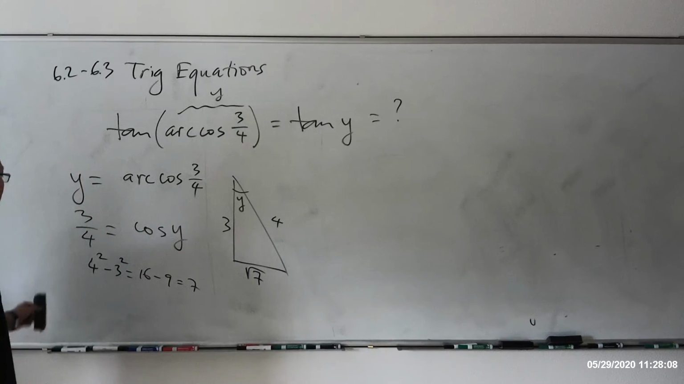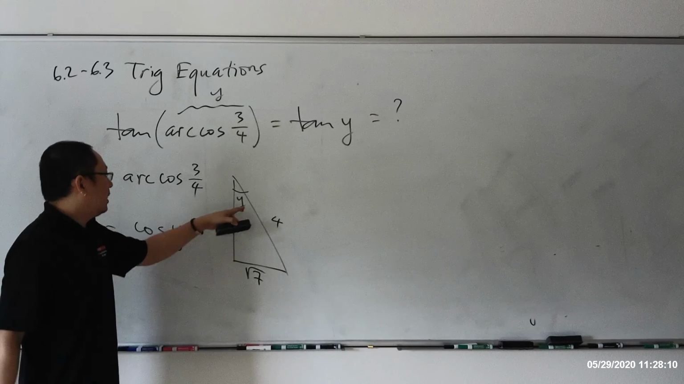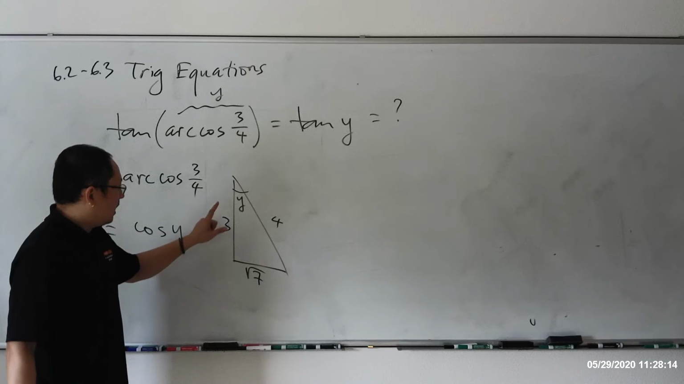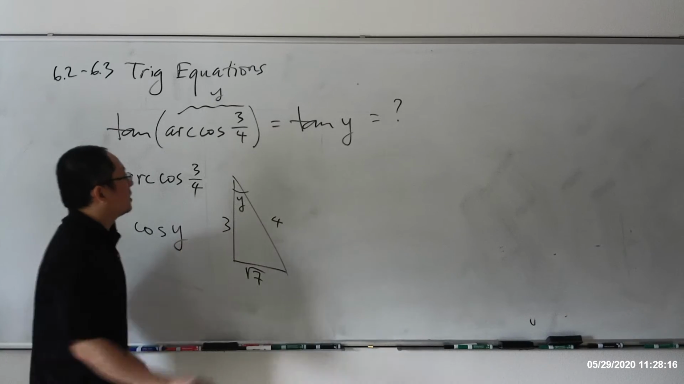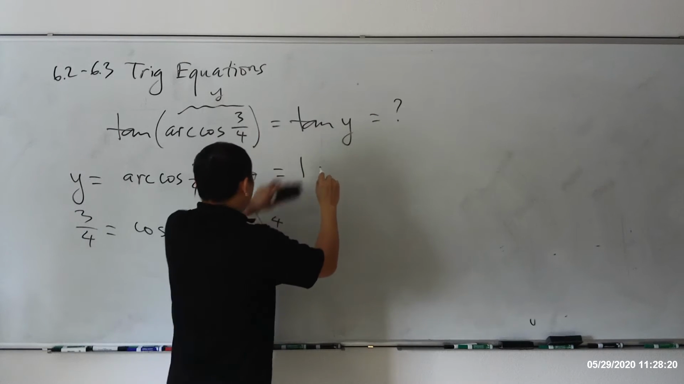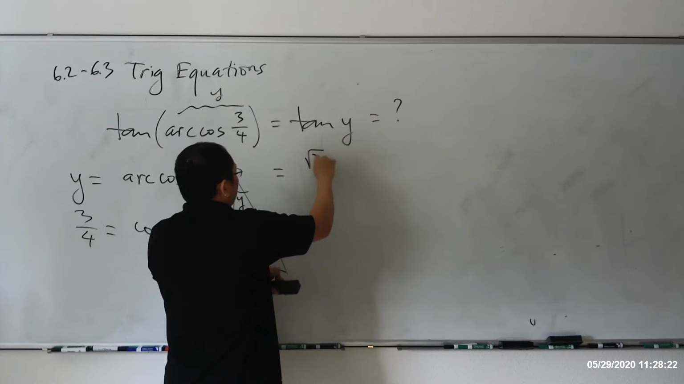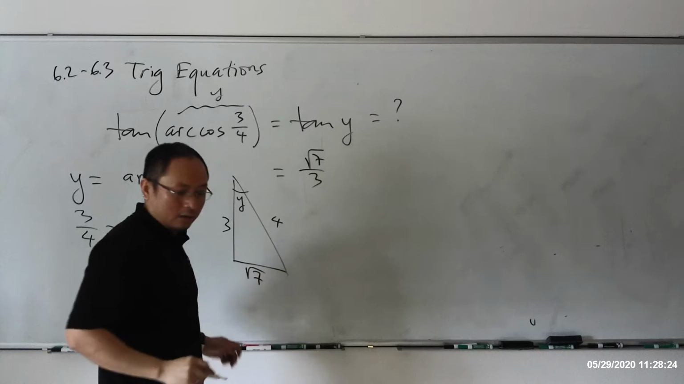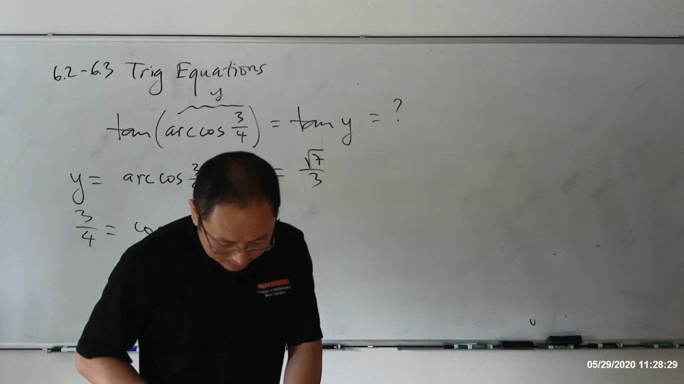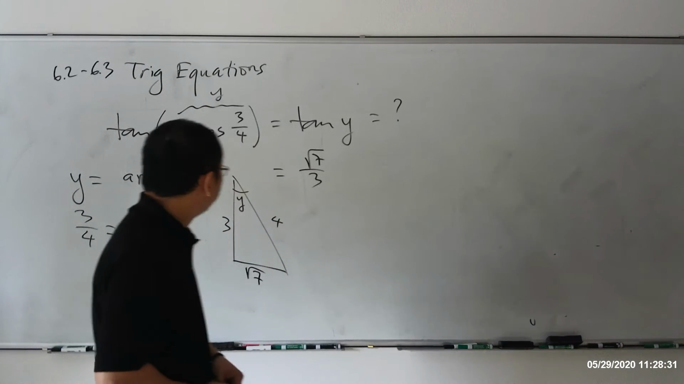Now it's good enough for you to calculate tangent of y. What is tangent? Tangent is opposite over adjacent. So tangent of y equals square root of 7 over 3. And then let me double check on the question. Yeah, that's it.